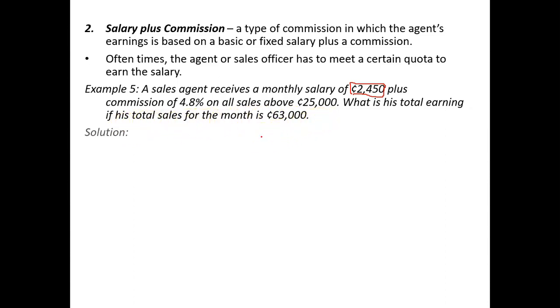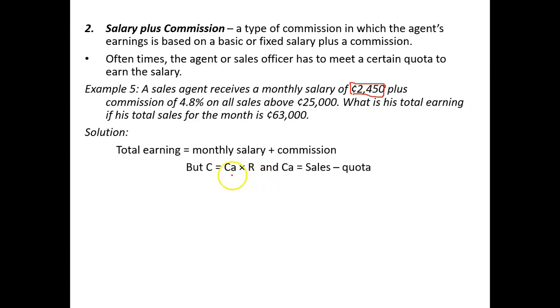So to solve this, you know his total earning is going to be his monthly salary plus the commission, isn't it? But first we need to find his commission before we can know the total earning. So to find the commission, remember that commission is equal to commission amount times rate. The reason is there is a quota in this question. They say all sales above, so above 25,000, meaning this 25,000 is the quota. Are you with me? Or all sales exceeding, or all sales higher than. That's another expression you can see.